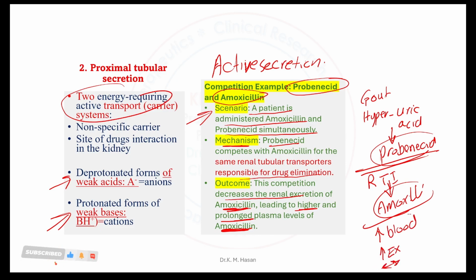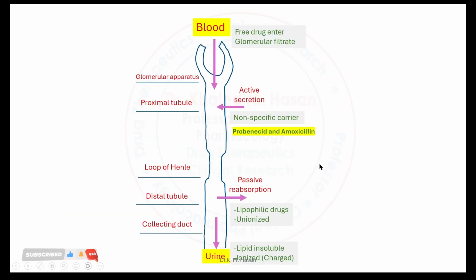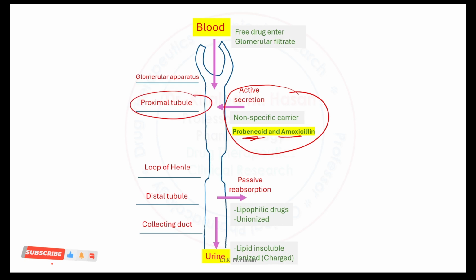If you said the amoxicillin will be prolonged with an increased concentration in the blood, you are correct, because amoxicillin competes with probenecid on the elimination, on the active transport. Again, we have the competition between amoxicillin and probenecid on the active secretion through the proximal tubule.